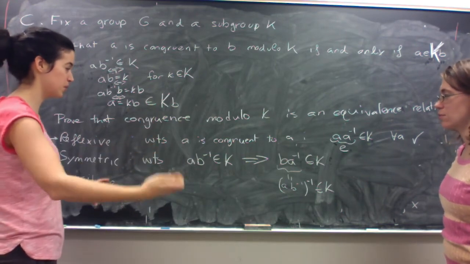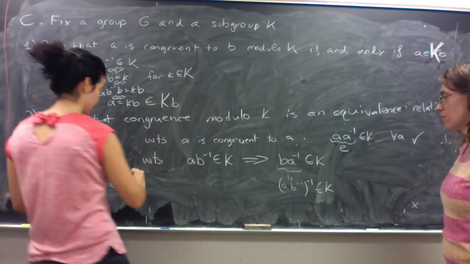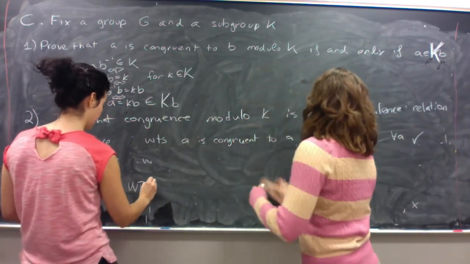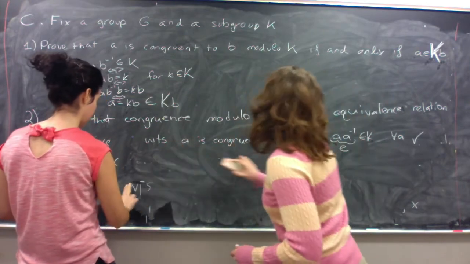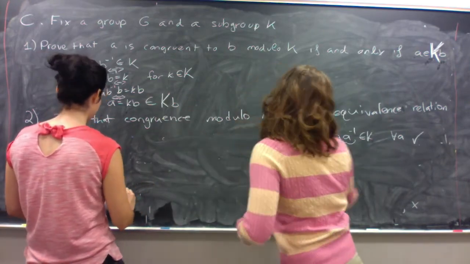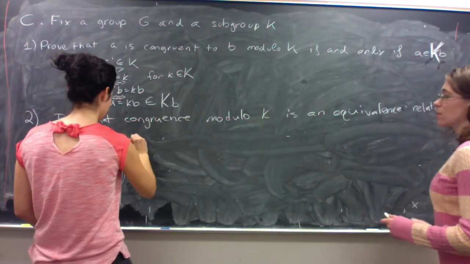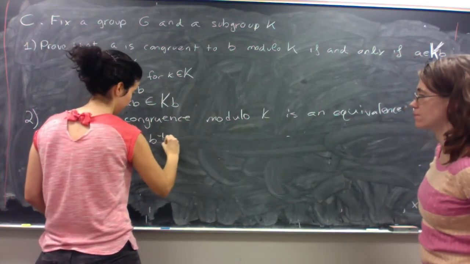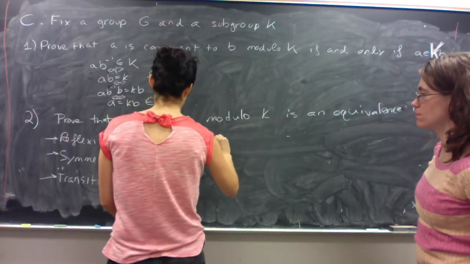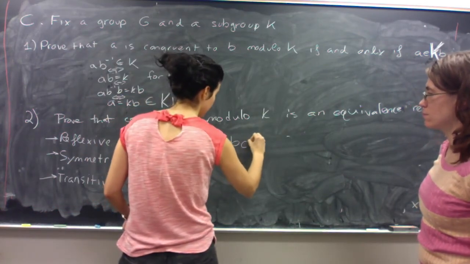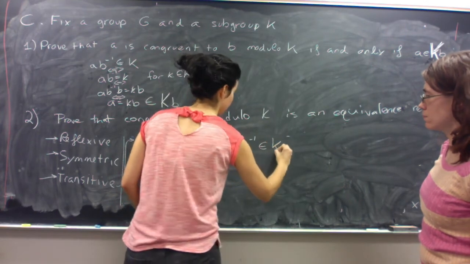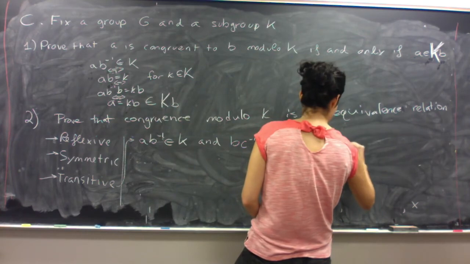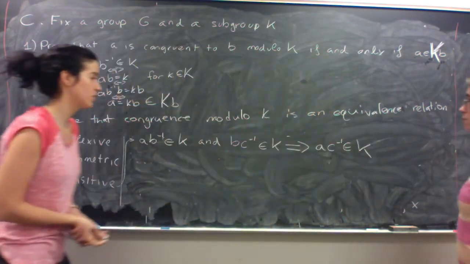And transitive means that if A is congruent to B and B is congruent to C, then A must be congruent to C. So let me write that. I'm going to erase so you have a little bit more space. So for transitive, we want to show that if A is congruent to B and B is congruent to C, then A is congruent to C. This is what we want to show.